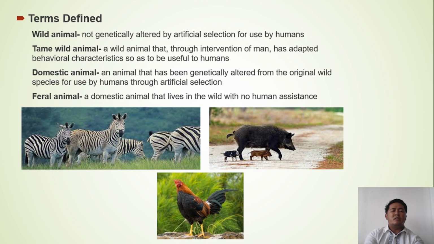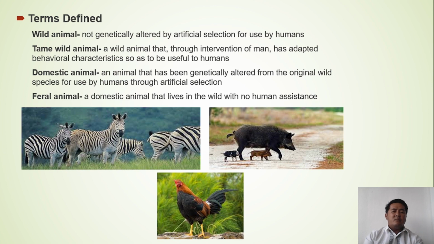Next is domestic animal, an animal that has been genetically altered from the original wild species for use by humans through artificial selection. So domestic animal na gani kato nang mga animals nga kita mismo ang nag-breed. Okay? Kita mismo ang nag-select sa mga characteristics nga gusto natong gamiton, which is kanang mga genetic traits nga gusto natong gamiton, nya atong gi-select, those are domestic animals na.